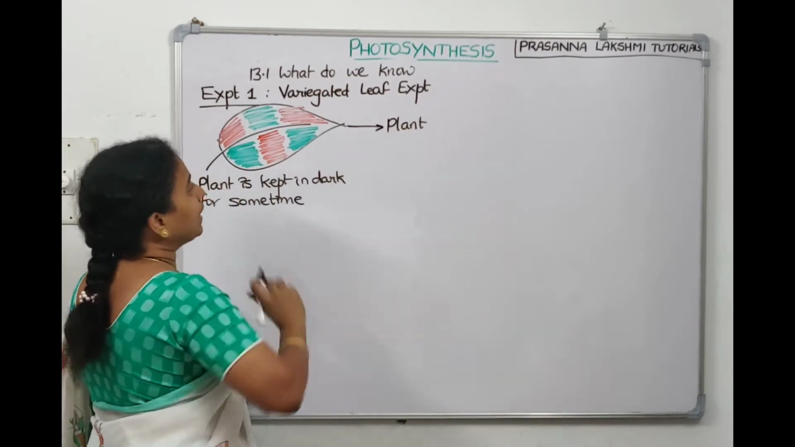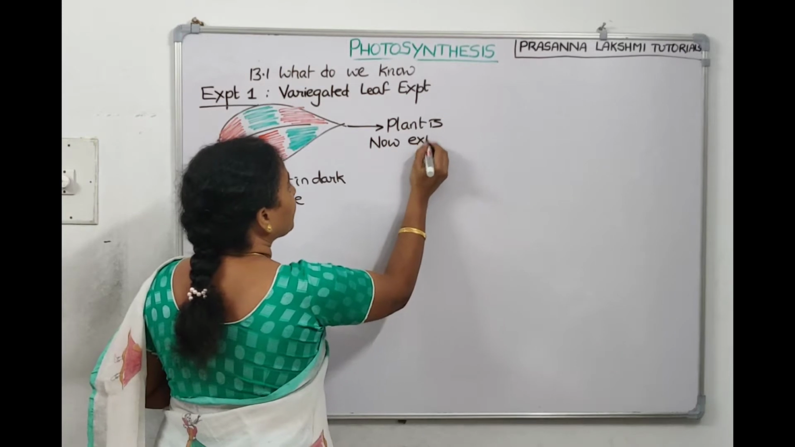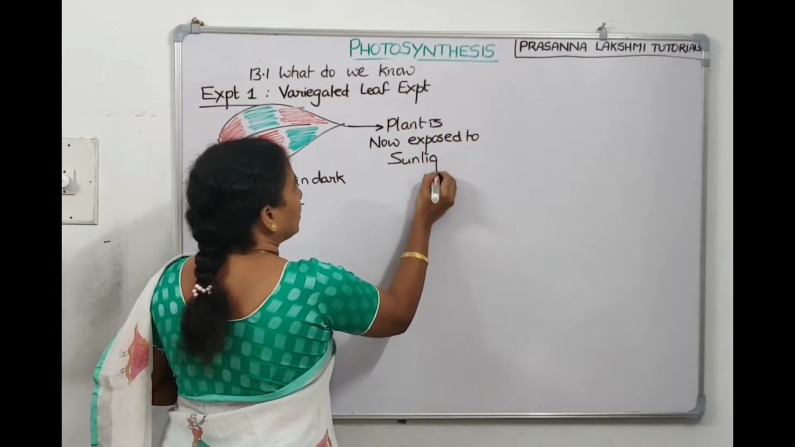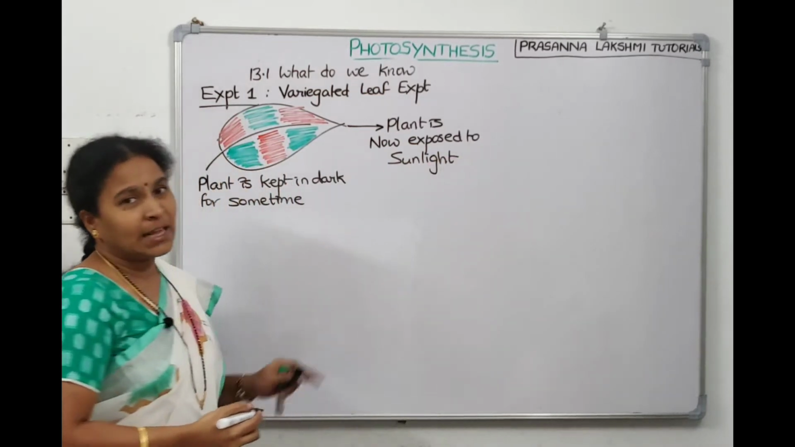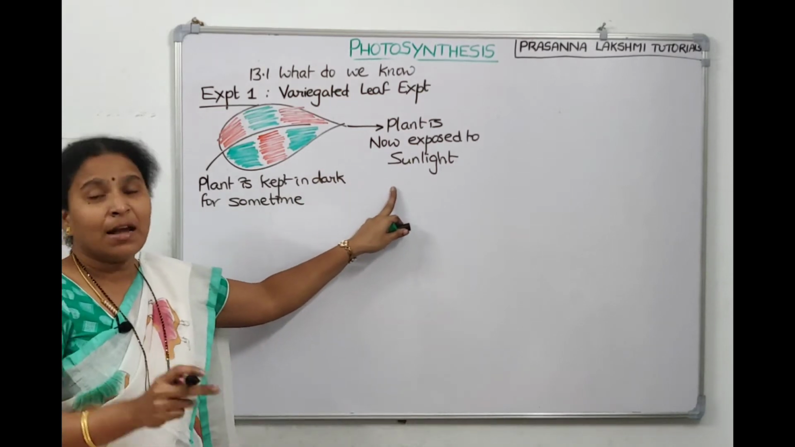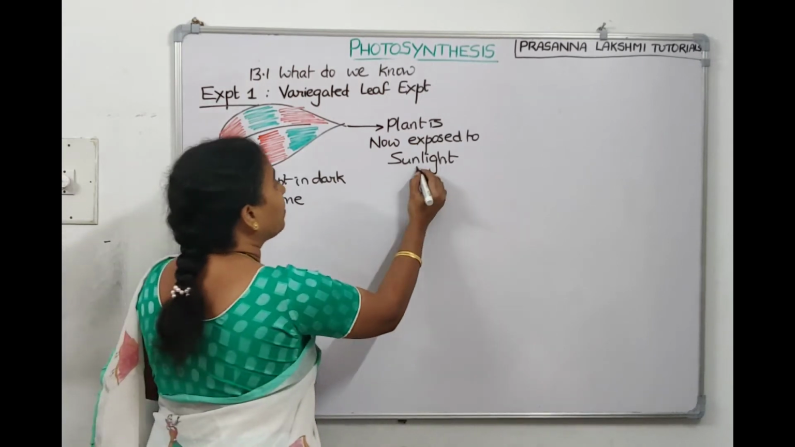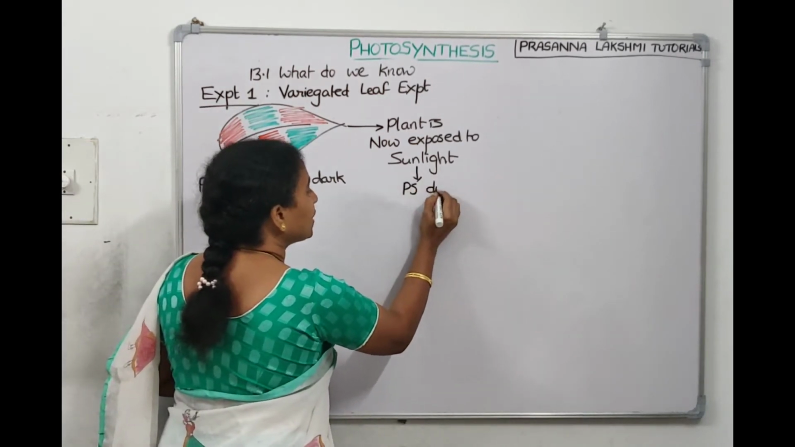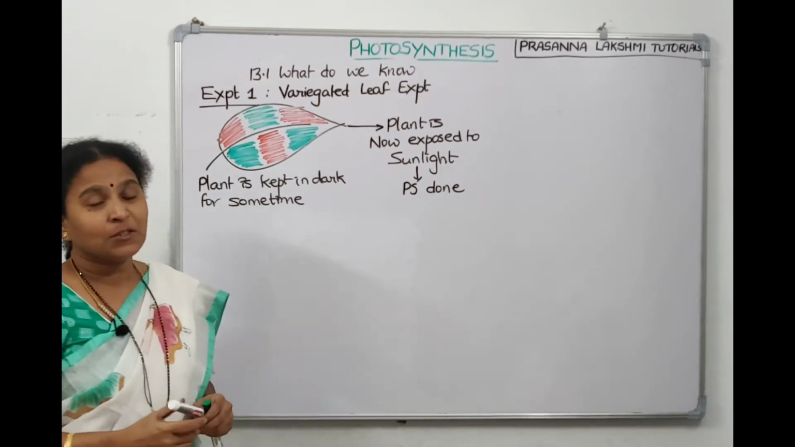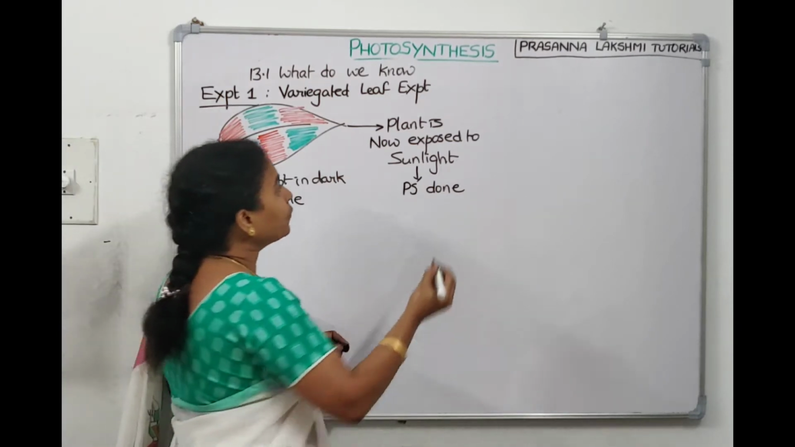From the dark, we take the plant, and now the plant is exposed to sunlight. Now we will expose the variegated leaf containing plant to the sunlight. So when we expose the plant to the sunlight, what will happen? Photosynthesis is done. When the plant has done photosynthesis, it has prepared glucose, and it has converted the glucose into starch.